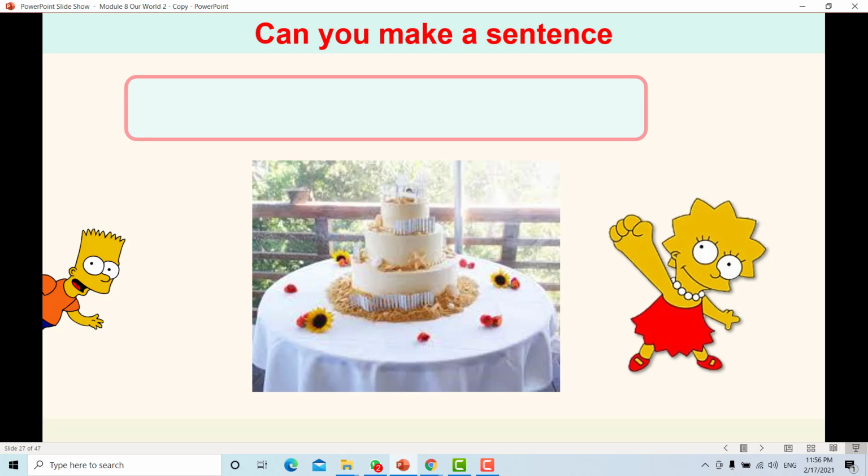Now look, can you make a sentence? What will you say here? There was a cake on the table. Perfect, because it's just one cake, so we will say there was. If we have more than one, we will say there were cakes. But here, there is only one cake, so there was a cake on the table.